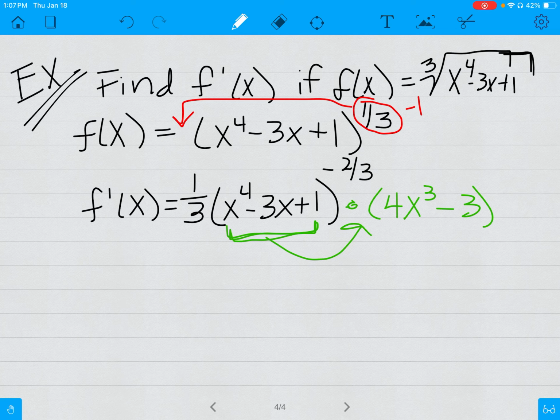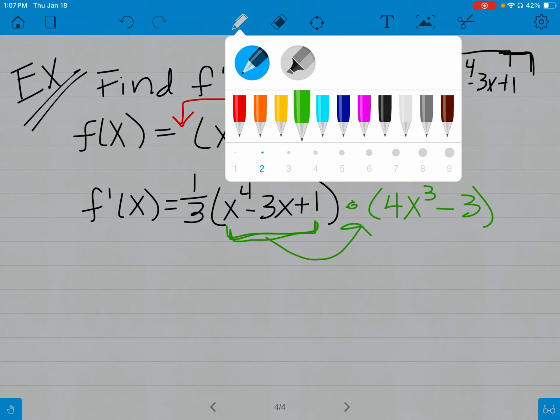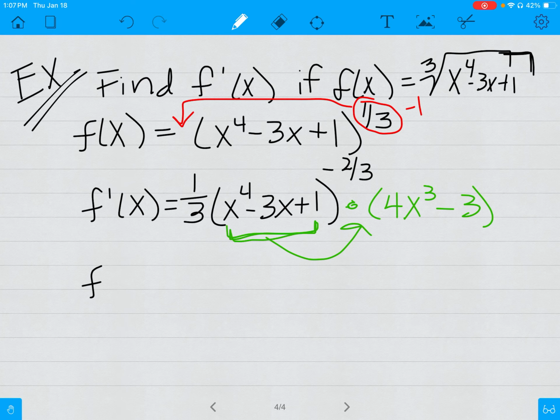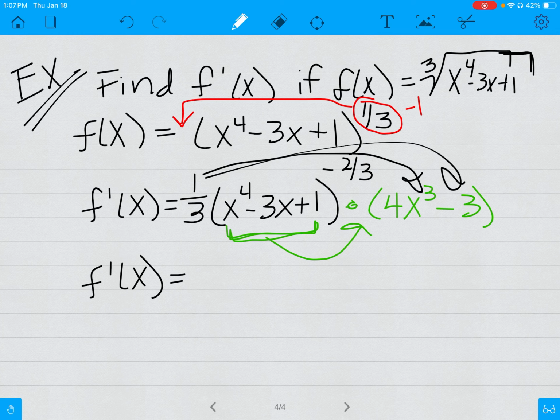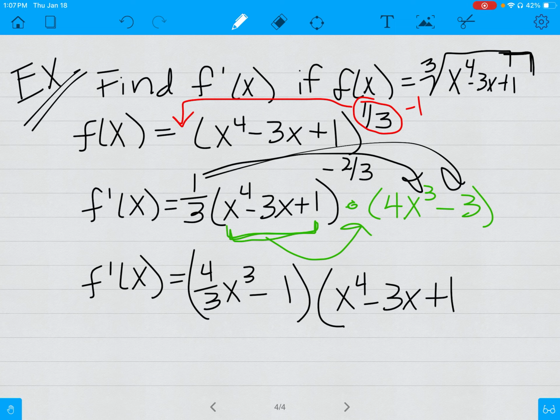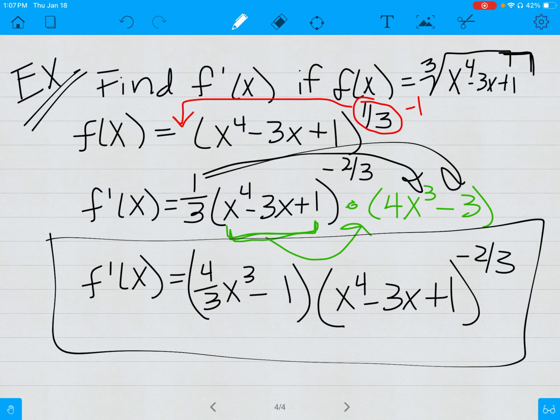And then again, you have options for how you tidy it up from here and make it look nice. I might do something like this. I'm going to distribute the 1/3 into here. So I'm going to have 4/3 x cubed minus 1/3 times 3, which is going to be minus 1, times x to the fourth minus 3x plus 1 to the negative 2/3. Okay, and that would be one possible option for what the final answer looks like. You don't necessarily have to clean it up that exact way, but that is one way to do it.